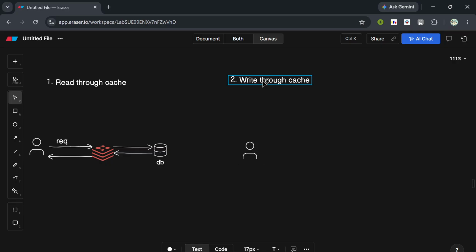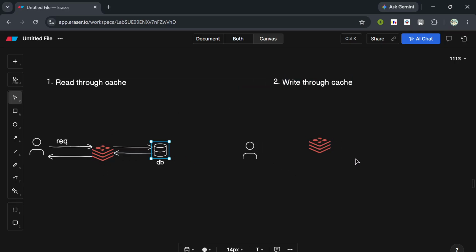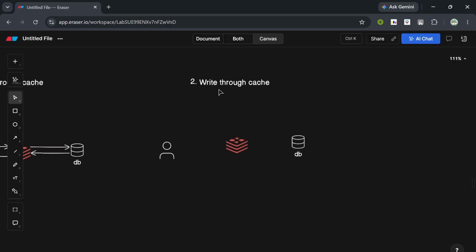Now, in write through cache strategy, what happens is, whenever we need to write any data, or put some data in our application, we always write first into our cache memory directly. And then the cache memory updates our database with the data that we stored in cache.